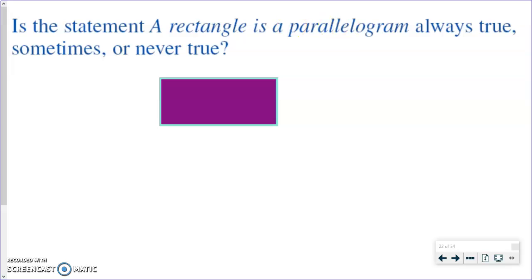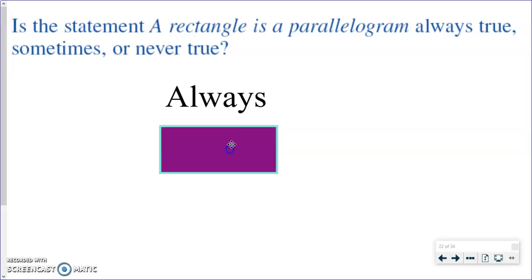A rectangle is a parallelogram. Is that always true, sometimes true, or never true? Again, it's not asking is a parallelogram a rectangle. It's saying is every rectangle a parallelogram? That's always true. So rectangles have all the properties that parallelograms have, but not every parallelogram has all the properties of a rectangle.